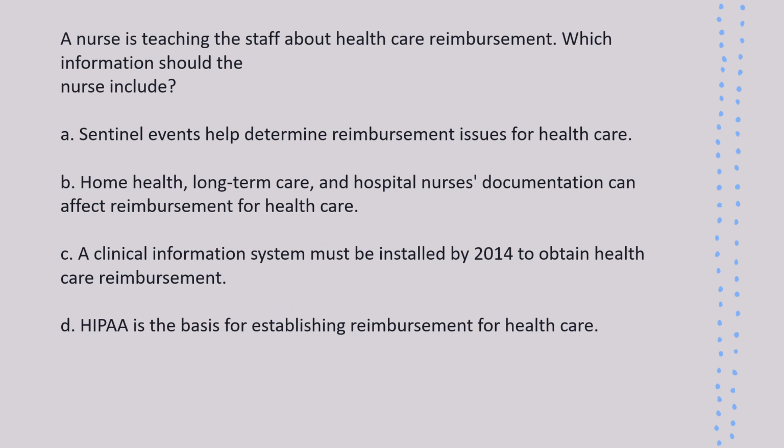A nurse is teaching the staff about healthcare reimbursement. Which information should the nurse include? A. Sentinel events help determine reimbursement issues for healthcare. B. Home health, long-term care, and hospital nurses' documentation can affect reimbursement for healthcare. C. A clinical information system must be installed by 2014 to obtain healthcare reimbursement. D. HIPAA is the basis for establishing reimbursement for healthcare.